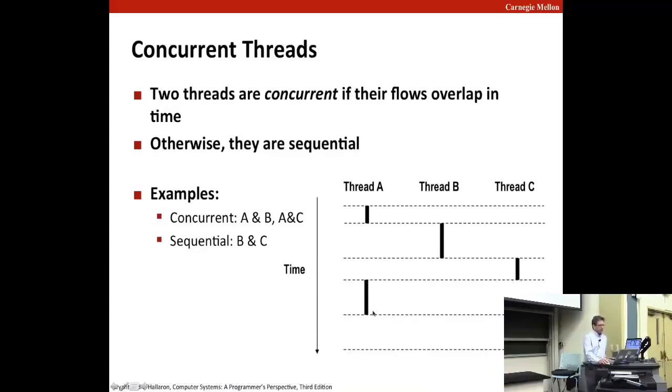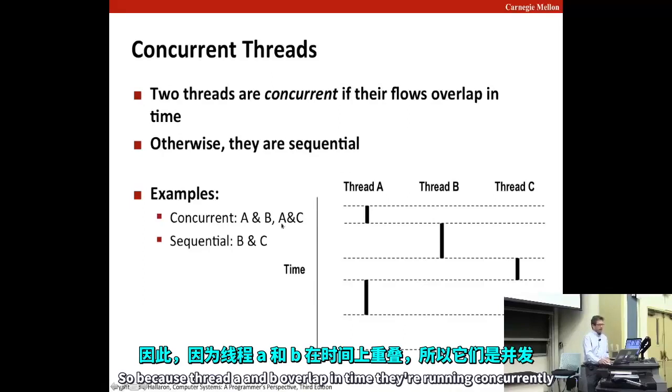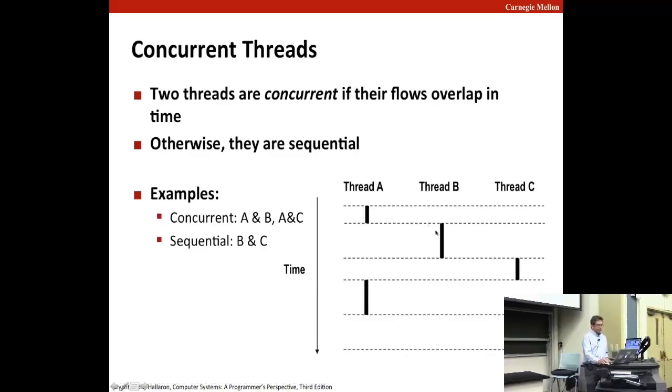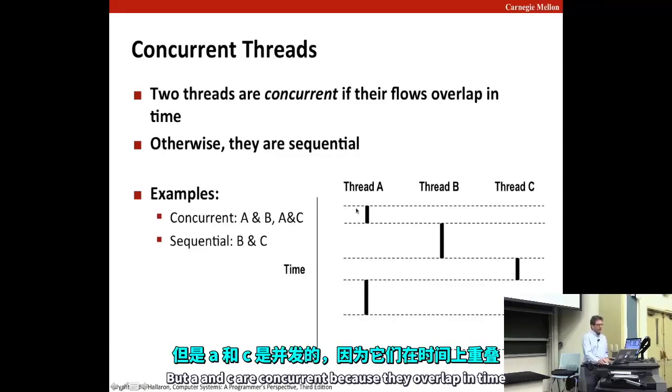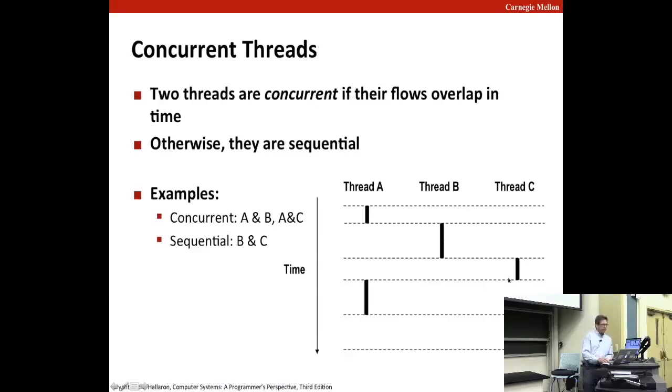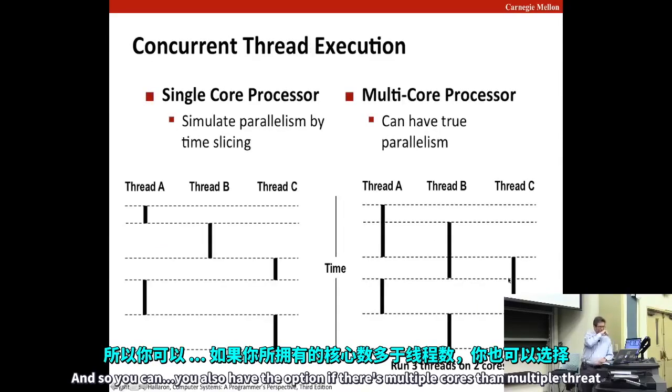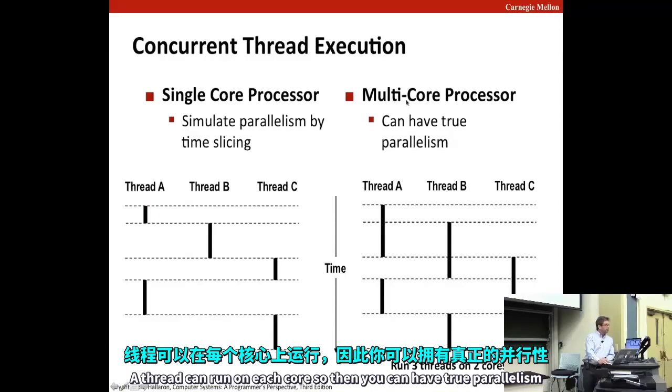Because thread A and B overlap in time, they're running concurrently. B and C don't overlap in time, so they're not running concurrently. But A and C are concurrent because they overlap in time. You also have the option, if there are multiple cores, to run a thread on each core, so then you can have true parallelism.